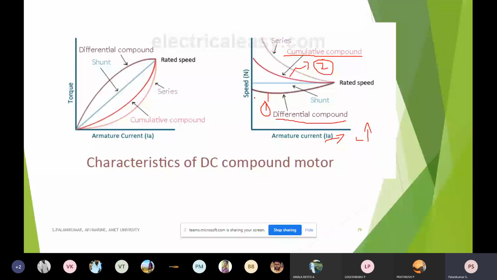Okay, so if the load keeps on being added in a compound motor, there are two different configurations: the cumulative compound and the differential compound. In the cumulative compound, the series field is aiding the shunt field, whereas in the differential compound, series and parallel fields oppose each other. In that configuration, the speed automatically increases when the load is increasing. This is the reason why it may not be suitable.